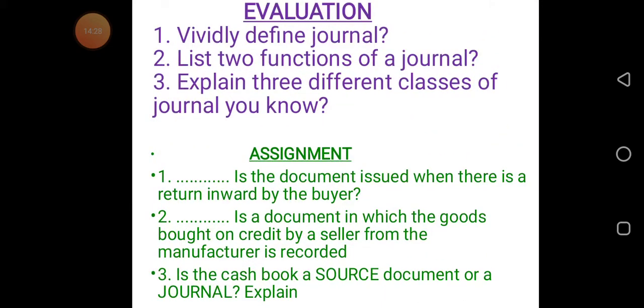So, having said that, today we've been able to look at the topic of journals, and I expect us to be able to attempt this. Define journal. We can define it as another book of original entry, apart from the source documents, used to record transactions, from which we later post to other books of accounts. List two functions of a journal, which we have seen as part of the uses or importance of journals.